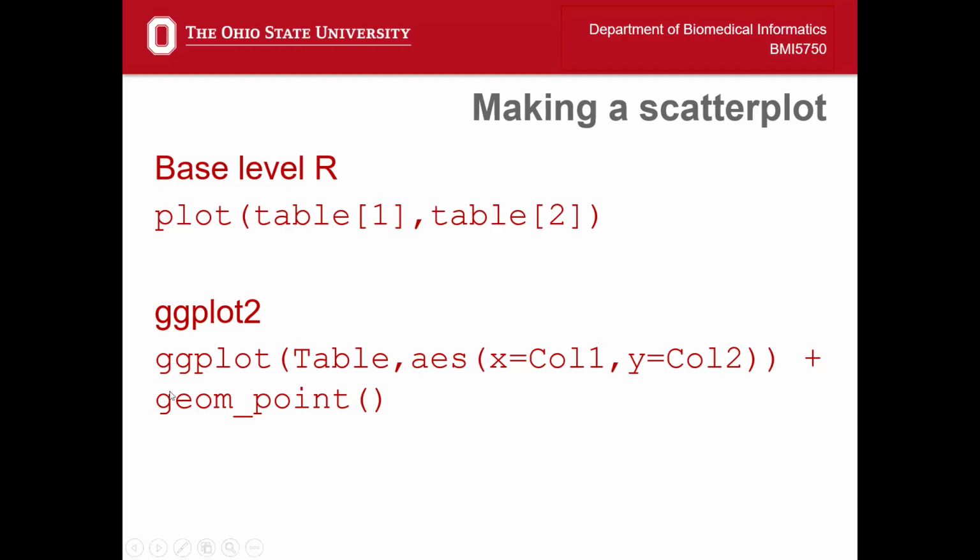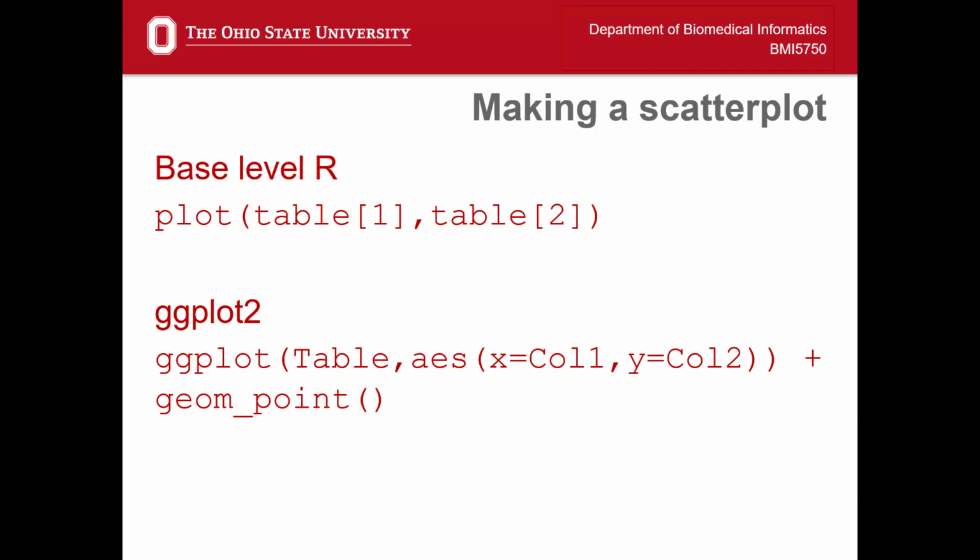With ggplot2, we initiate our ggplot with our table name, and in aesthetics, we tell it what we want the x-axis to be. Our horizontal is col1. That's the column name. And our y-axis, the up and down side, is col2. This isn't going to plot anything until we add on our geom_point. It's a point for a scatter plot.